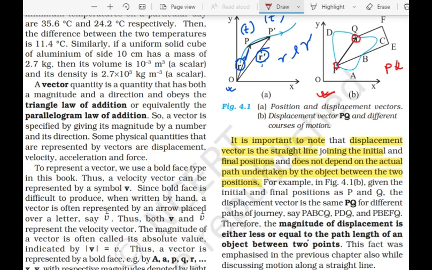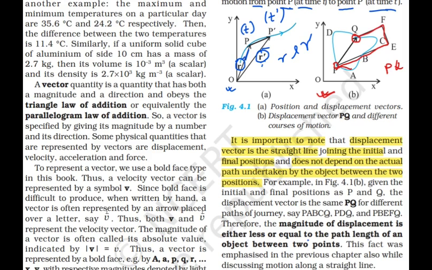P A B C Q, in this way the body moves. So here this path is not important, only the displacement, the initial point and the final position. In the same case P D Q, suppose the body moves from P to D then Q, the displacement is only PQ. At the same time P B E F Q, the displacement is again P and Q.